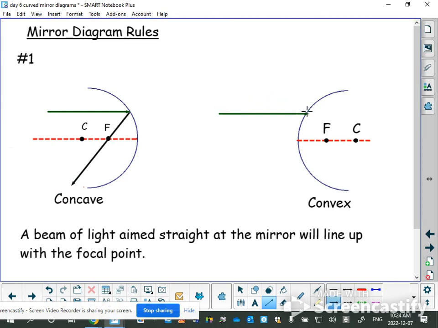On the convex, it's going to do the same thing. It's just that it's going to line up with the focal point because it can't actually go into the mirror, right? This is a solid object, and the focal point is on the inside. So what we do is we draw our lines so it would line up. Now, of course, I wouldn't draw this last bit. What it would look like is it would look like this, right? When it bounces off the mirror. So straight in, and then your ruler will go along here so that this line lines up with the focal point and with the spot where it hit the mirror. Rule number one.